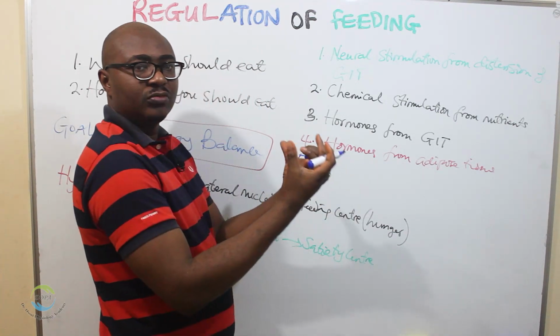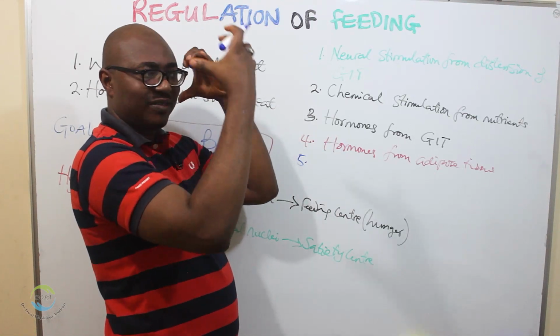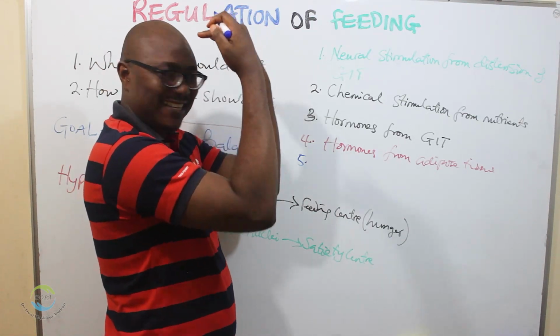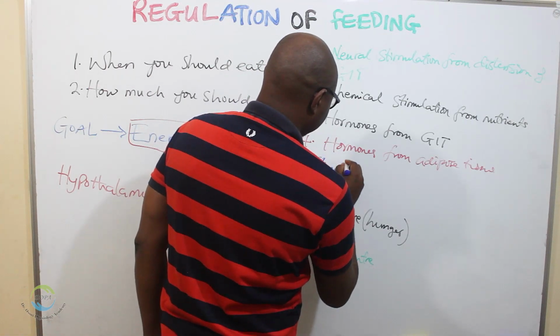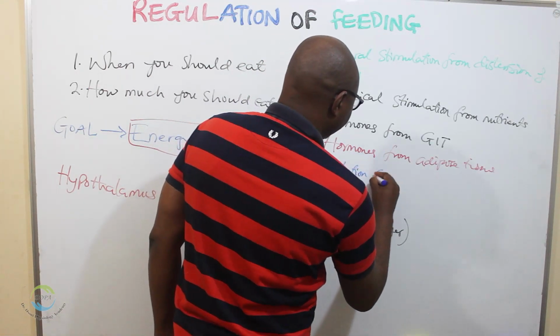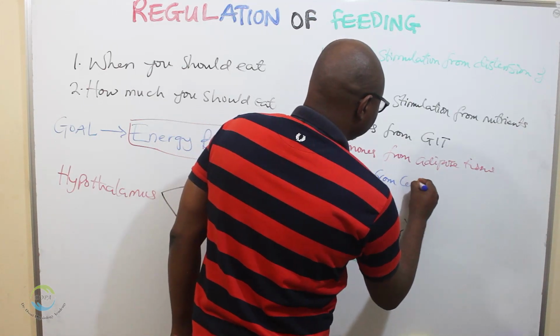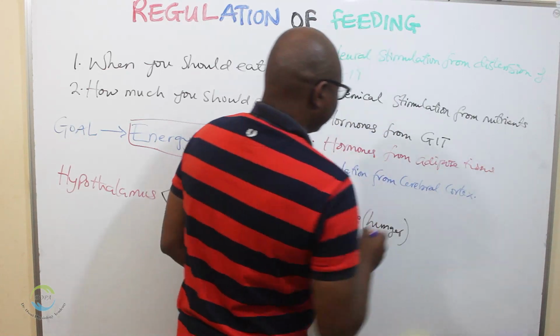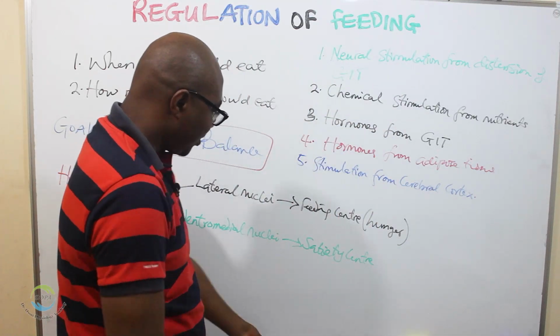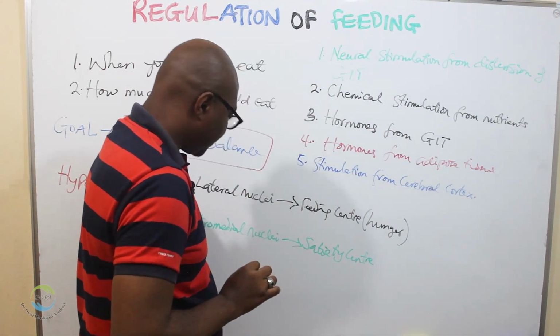Then finally, the 5th thing you need to know is how feeding is stimulated. It's stimulation from the cerebral cortex, the higher center. Okay, we're going to talk about each of them briefly, shortly.